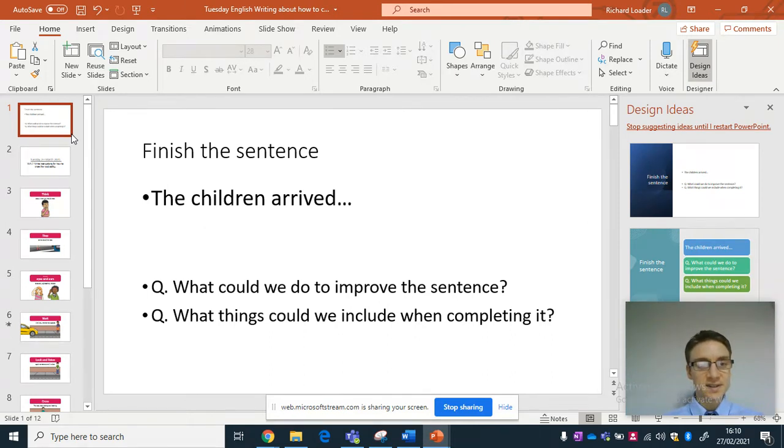It's an English lesson. I wanted to start by talking to you through the starter activity. It's finish the sentence. I've given you a sentence starter: The children arrived. Each time I want you to think about what we can do to improve the sentence. What things could we include when completing it? Again, it's those similar things, isn't it? We can include adjectives. We could describe the children. Now we need to say, where did they arrive is probably the first thing that I'm asking myself.